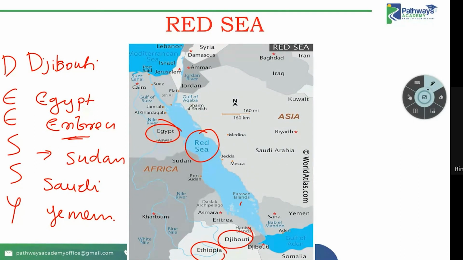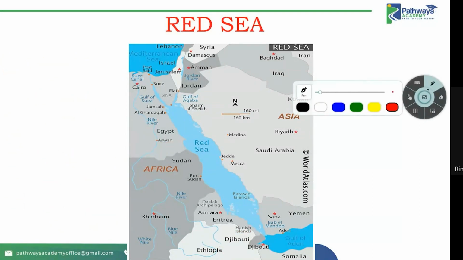Okay. Then some of the students have a doubt whether Jordan and Israel have a border with the Red Sea. Technically speaking, Israel and Jordan are connected with the Red Sea through the Gulf of Aqaba. This is very important for this year. This region is known as the Gulf of Aqaba.